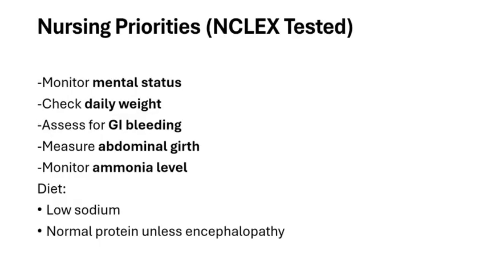Mental status is a priority as confusion can lead to safety issues. Daily weight monitoring measures the accumulation of fluid in the body. Here I would like to let you know that an increase of 1 kg of weight is equal to 1 liter of fluid accumulation in the body. Measure abdominal girth to assess the ascites, and monitor ammonia level. The diet is low sodium to prevent edema and ascites. We do not restrict protein in this patient unless they have encephalopathy.